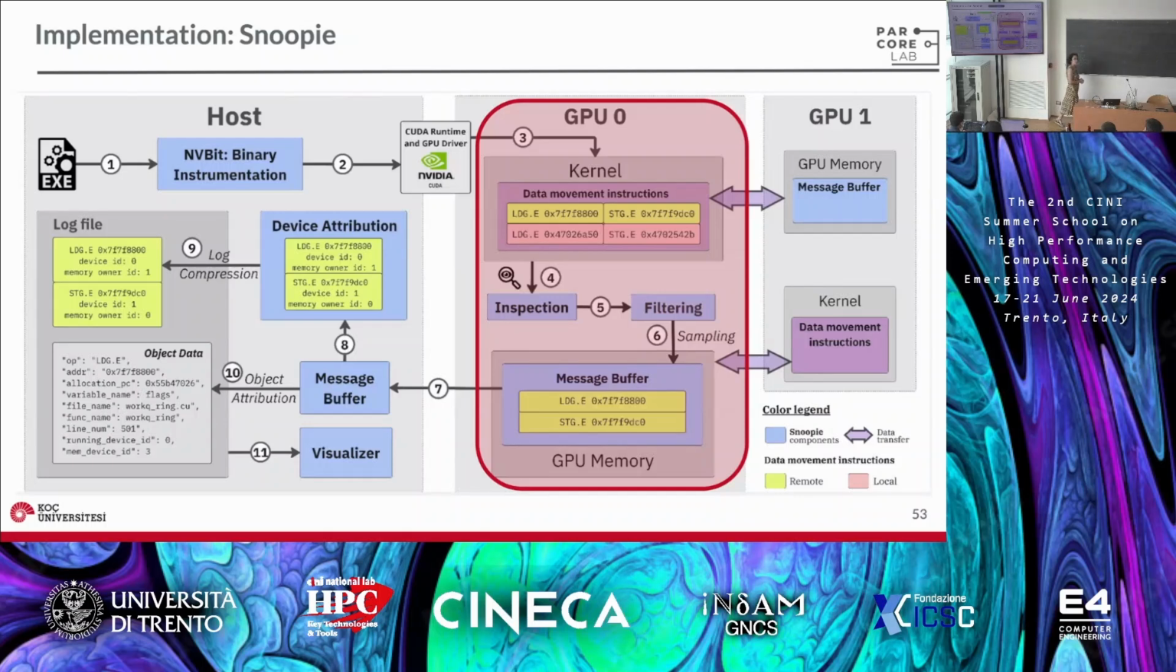Device attribution is like, I know this is a remote device access, but which device am I accessing? Like device 5 or GPU 5, GPU 7, etc. We can do this thanks to UVA. We identify the target GPU and the source GPU with this, and then log this information in a log file.